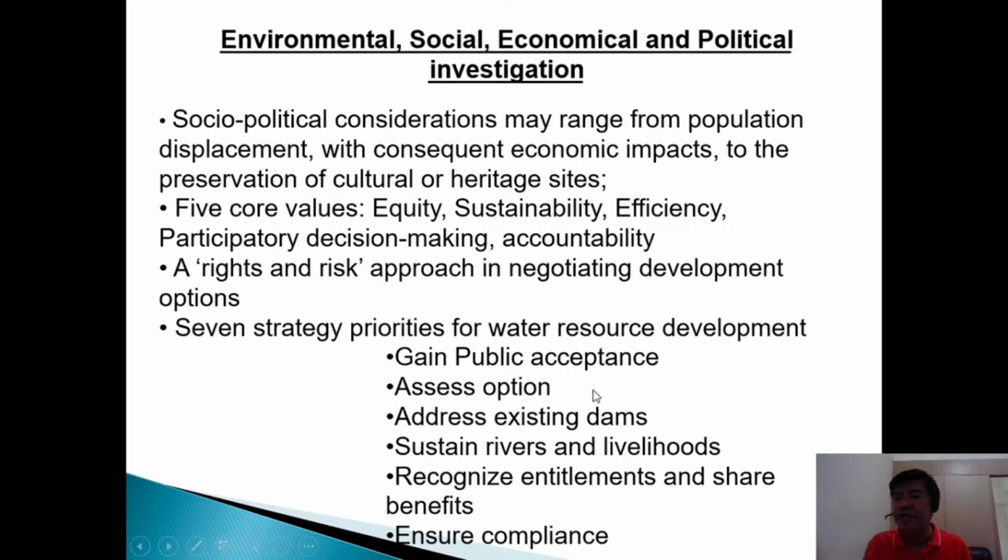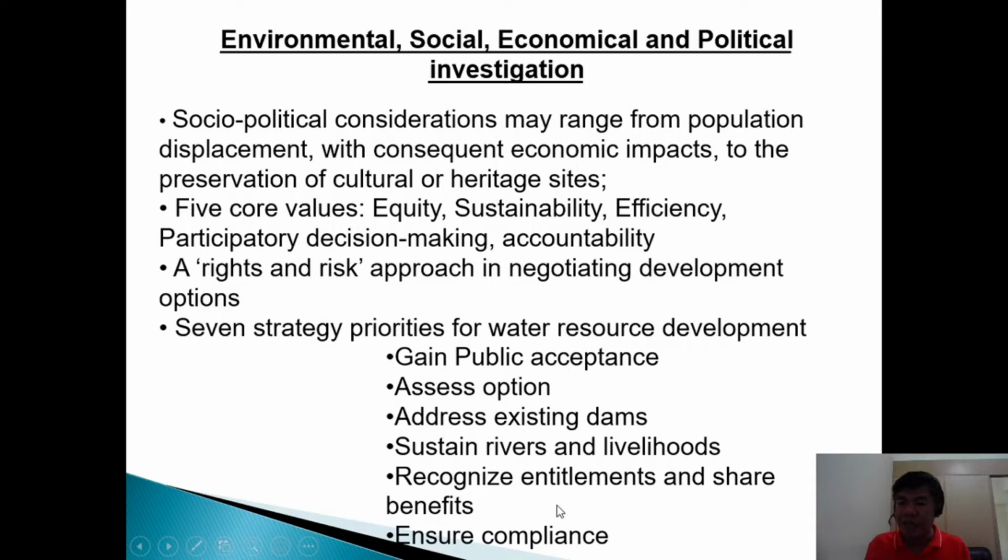Then there should be options. Of course, there are a lot of options in a feasibility study, so you have to assess the best option. Then you are going to address if there are existing dams in the area. Sustain rivers and livelihood. That's the reason why I mentioned in the previous slides that the reservoir area could be utilized by the government for tourism or for fishery development activities to sustain those livelihoods on the downstream side.